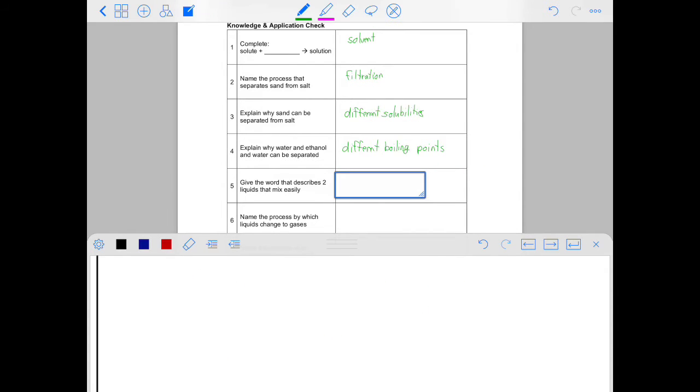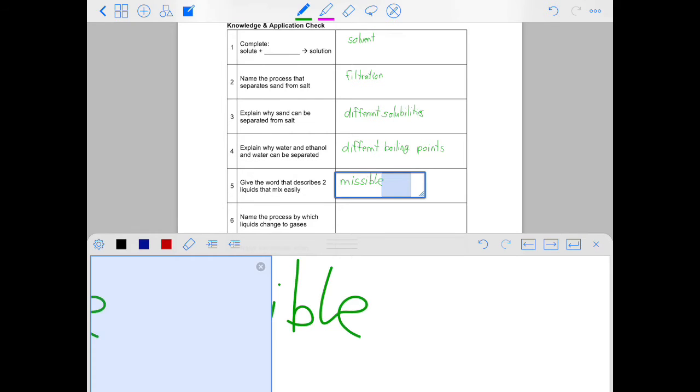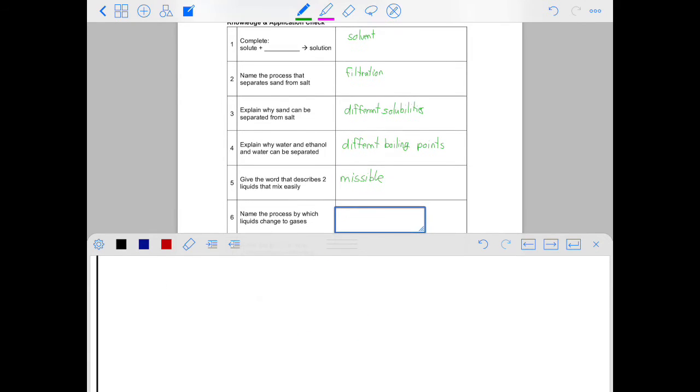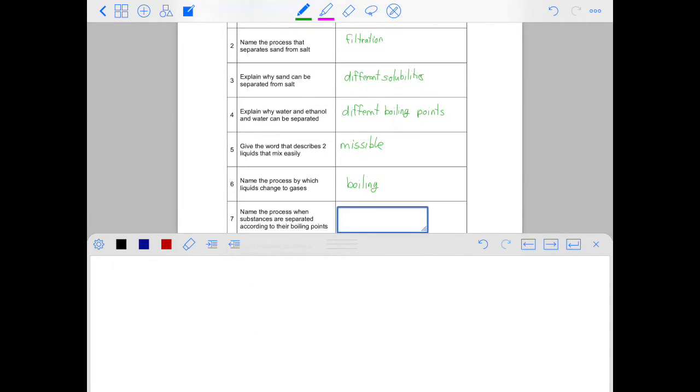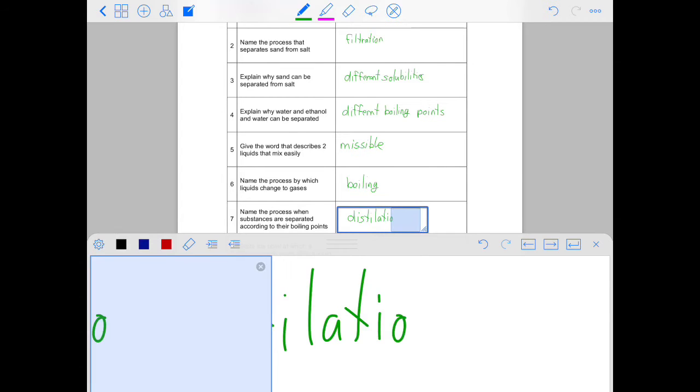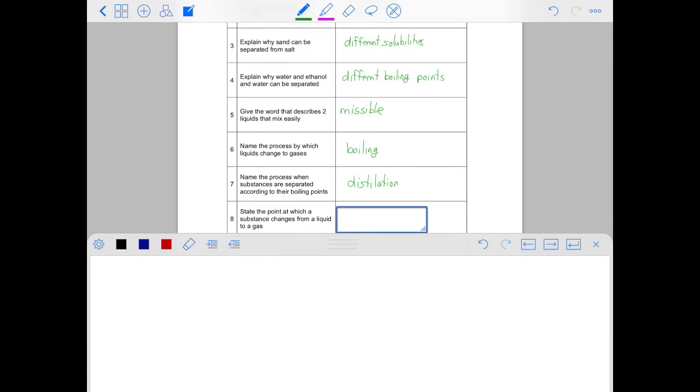Two liquids that mix easily, this will be miscible. The process by which liquids change to gas, this is boiling or evaporation. The process where substances are separating according to their boiling points, this is distillation. The point at which something changes from a liquid to a gas is the boiling point.